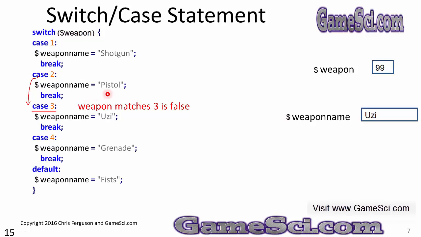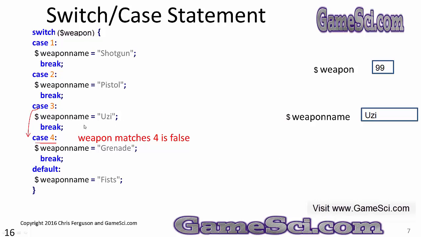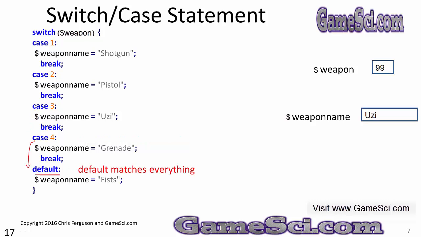Does the 99 in weapon match case 3? That is very much a false statement. So I fall down and check case 4. Does the 99 match case 4? Absolutely not. That is false. So what's going to happen here when I have a value of 99 in weapon is it's going to hit what's called the default case. The default case matches everything.